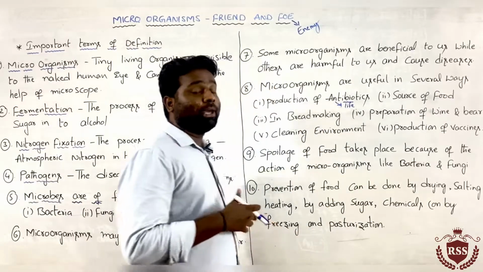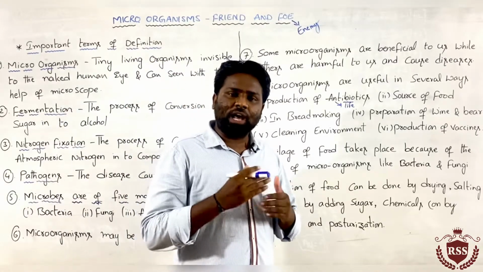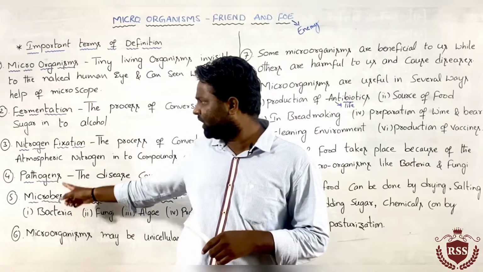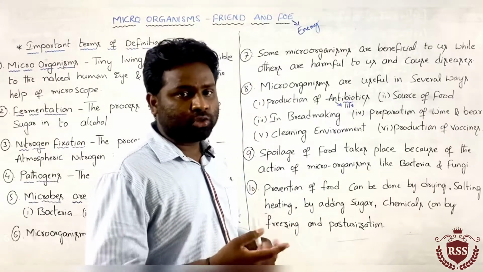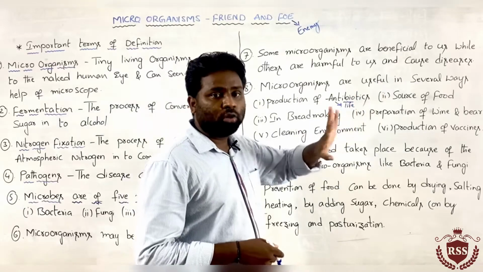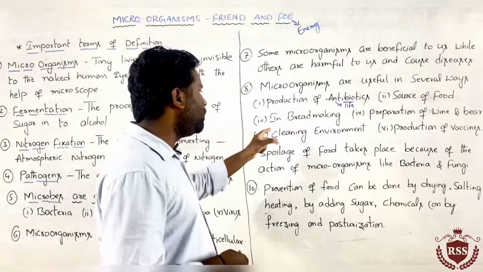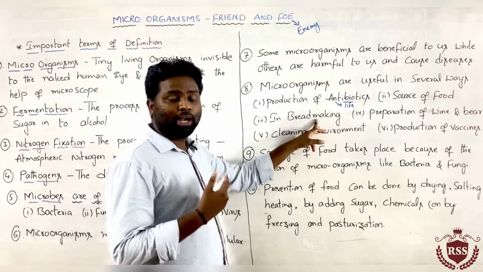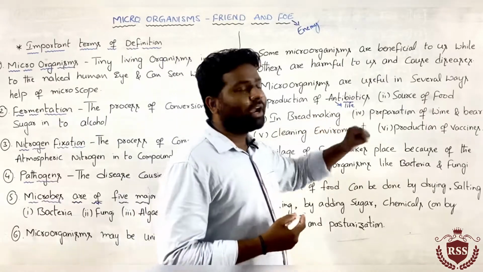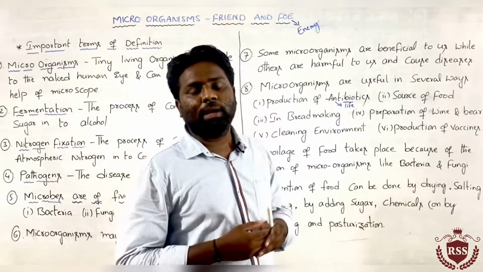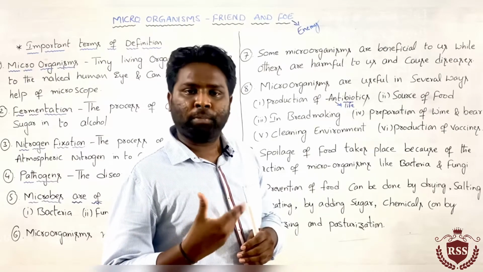We are preparing bread, and we are preparing curd from milk; those are all fermentation only. That's why we are getting food also. Microorganisms are useful as a source of food also. In bread making, we are using microorganisms. Then preparation of wine and beer: you already know that by the process of fermentation, wine and beer are produced.